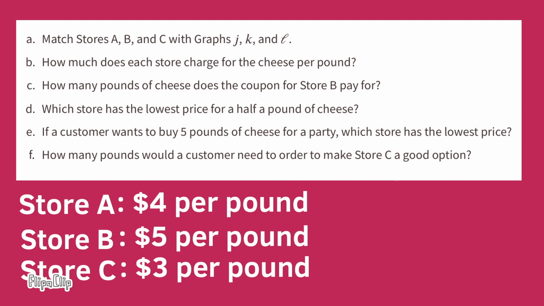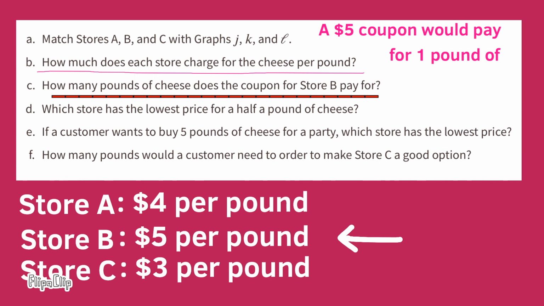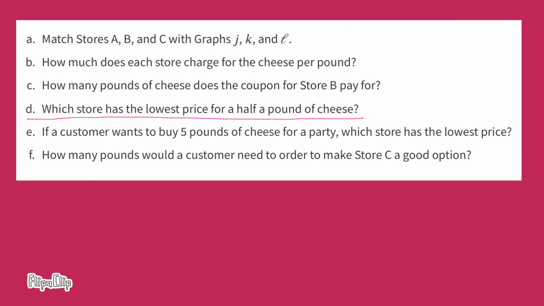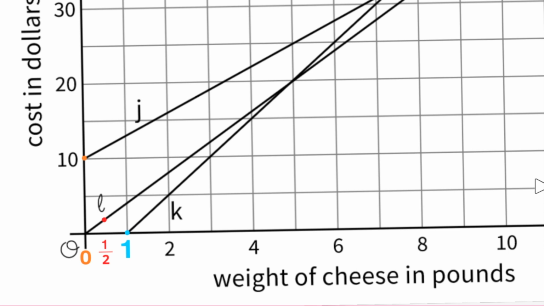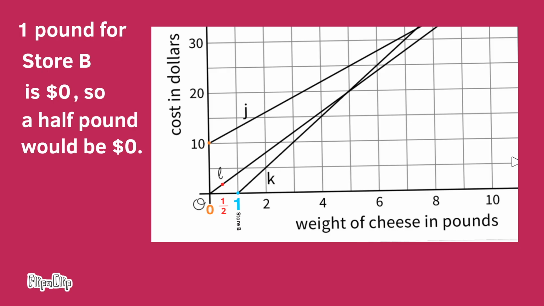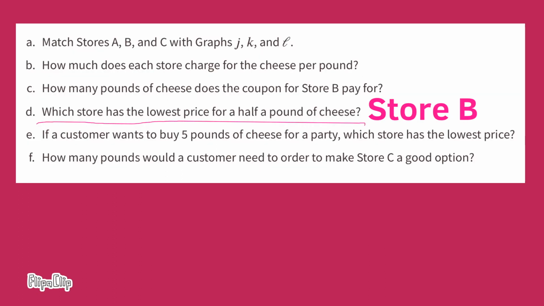How many pounds of cheese does the coupon for Store B pay for? For Store B, a $5 coupon would pay for 1 pound of cheese, because at Store B, a pound of cheese costs $5, the same amount as the coupon. Which store has the lowest price for a half pound of cheese? Look at line K. With a $5 coupon, 1 pound of cheese would cost $0. 1 pound for Store B is $0, so a half a pound would be $0. Store B has the lowest price for a half a pound of cheese.